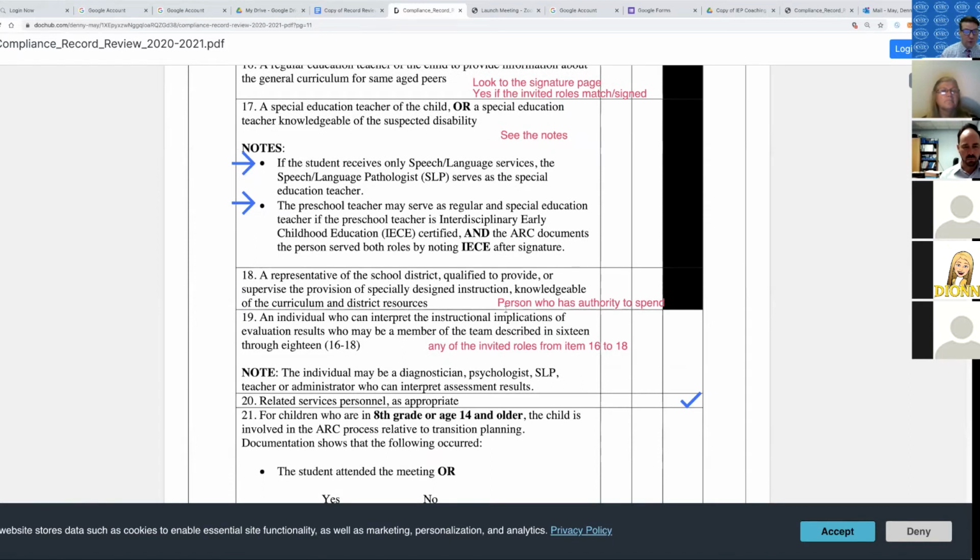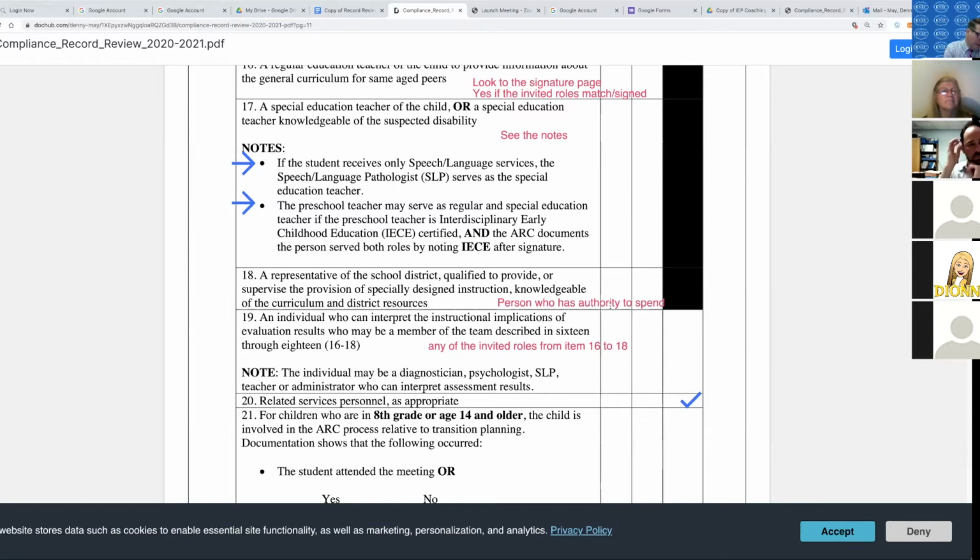A representative of the school district qualified to provide or supervise the provision of specially designed instruction, knowledgeable of the curriculum and district resources, the person who has authority to designate spending of funds within that district. That's the LEA representative. It's also a chairperson that's been trained. The chairpersons need to be board approved more than they need to be trained. We want them to be trained every year. We don't always get them trained every year, but we try to do that, especially for the new principals.